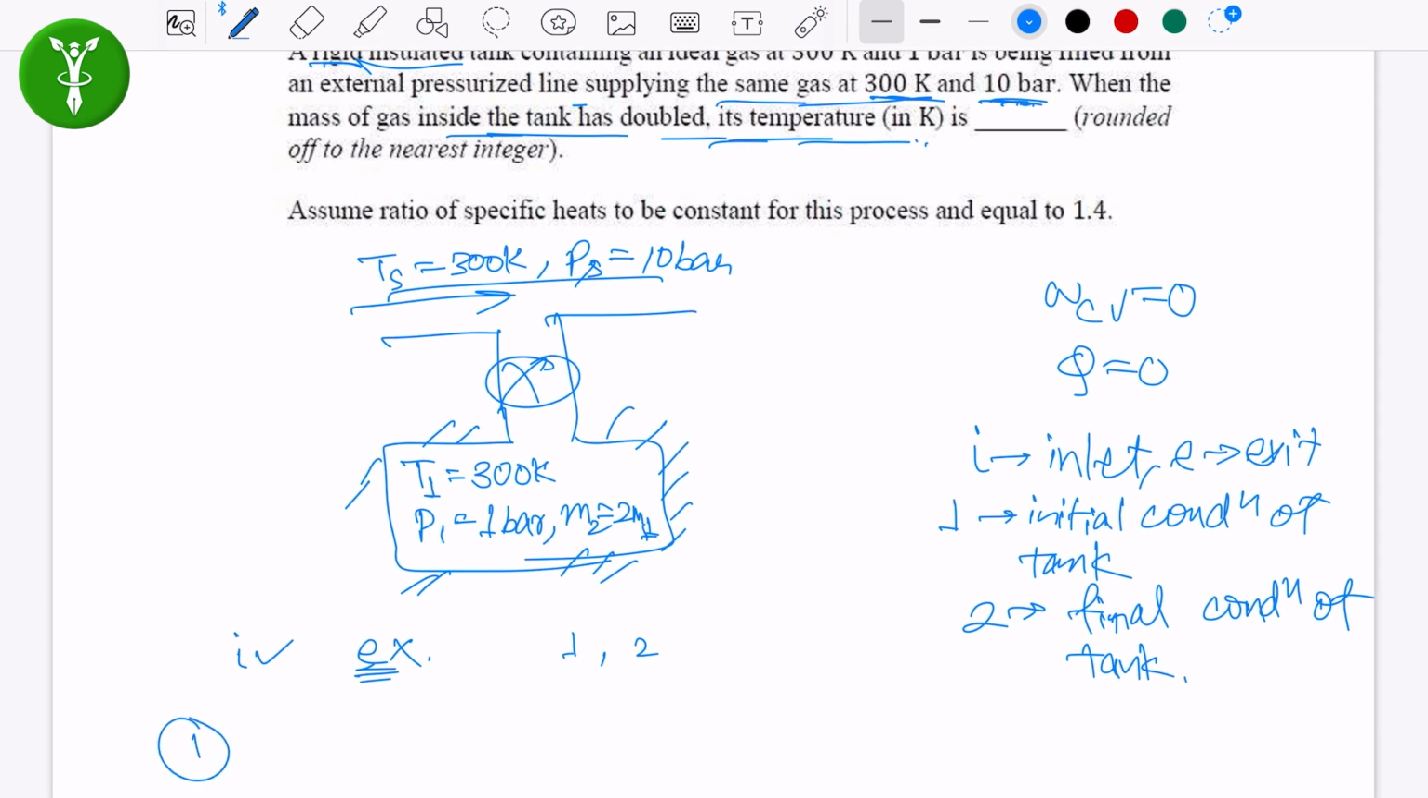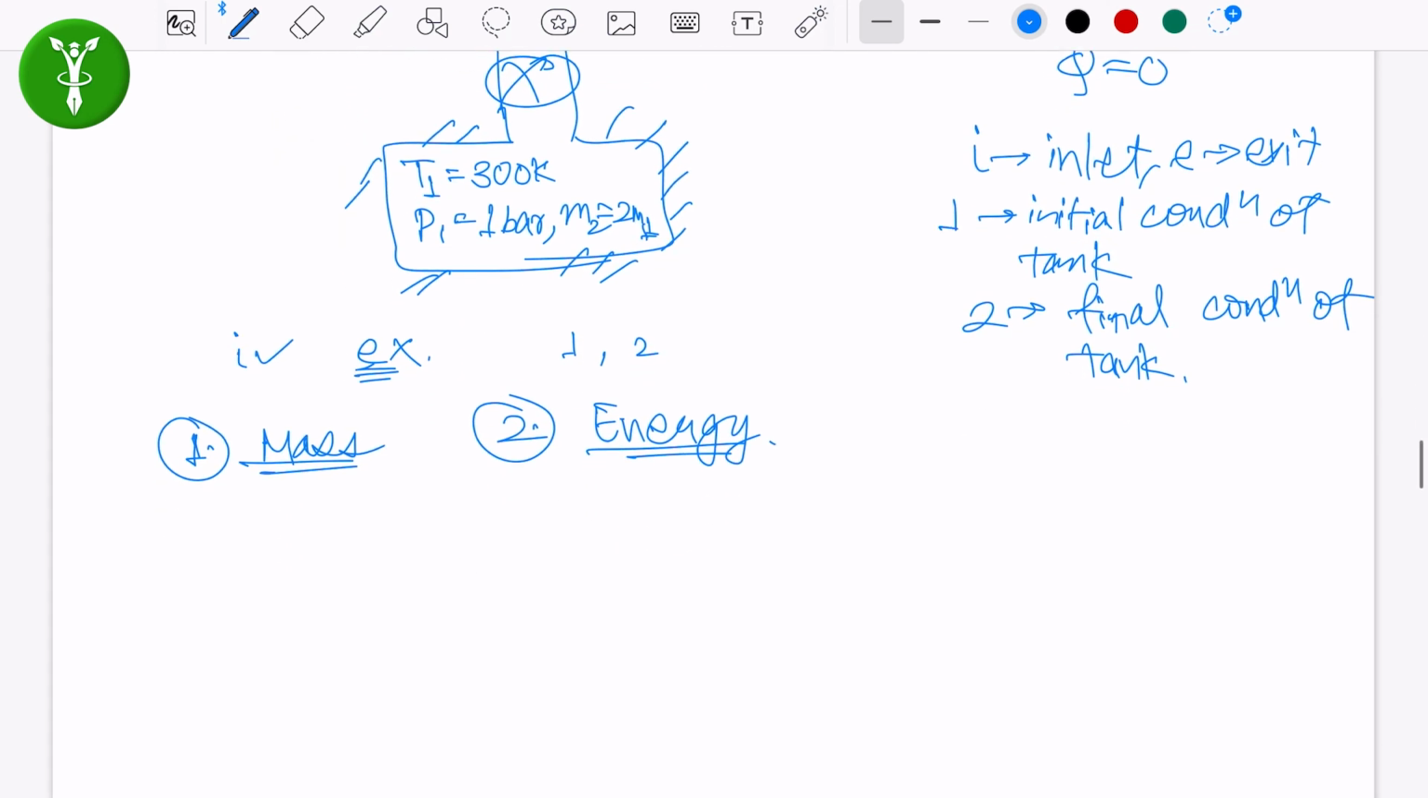So there are two equations. One is the law of conservation of mass, and the second one is the law of conservation of energy. Only using these two equations one can solve the problem. From the law of conservation of mass, final condition minus initial condition in the tank is equal to m inlet minus m at exit. Here no exit is there, only inlet of air is there, so this will be 0, and m inlet we can write as m2 minus m1.